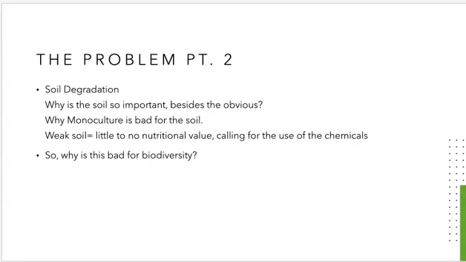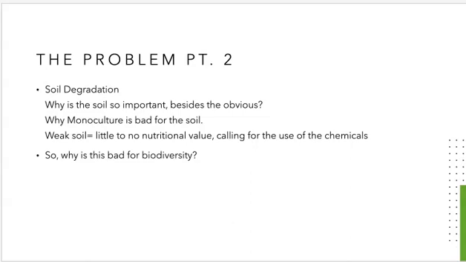The problem part 2 is soil degradation. Why is soil so important besides the obvious? The soil is important for more than obvious reasons. It's important because the integrity of the soil is what produces good or great quality crops.